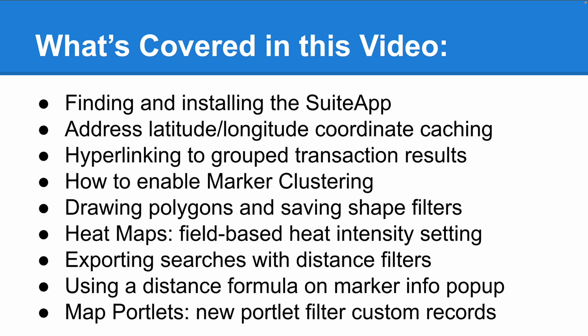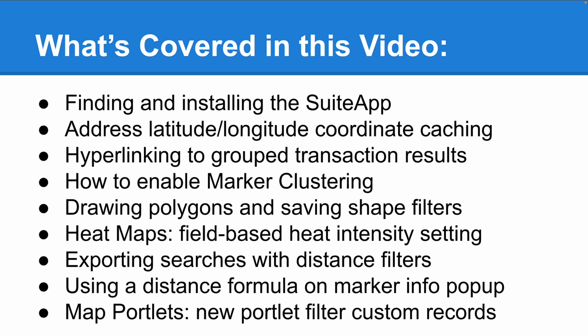Sixth, I'll show you how you can now base the brightness intensity in a heat map on a weighted value from the underlying records. Then I'm going to show you some enhancements we've made around distances and searches. And finally, we'll look at map portlets and see how we've simplified custom filter values so that multiple users can use the same portlet without trampling each other's filters. So without further delay, let's get into it and see Maps for NetSuite in action here in my demo account.